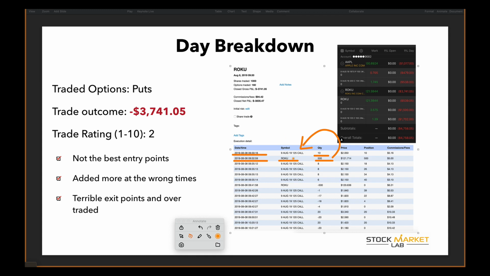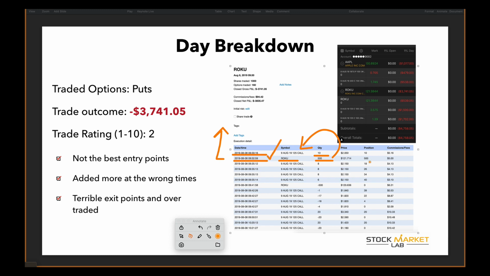Since I've traded Roku a lot in the past, I'm very confident that Roku is going to go higher. So why not buy 500 shares? Buy 500 shares, write it out. If it makes a 3-4 point move, you'll make an additional 2 grand, 3 grand, and so on. So I bought 500 shares. Not a smart thing to do because once again, I think it was super early and entry points were not great.